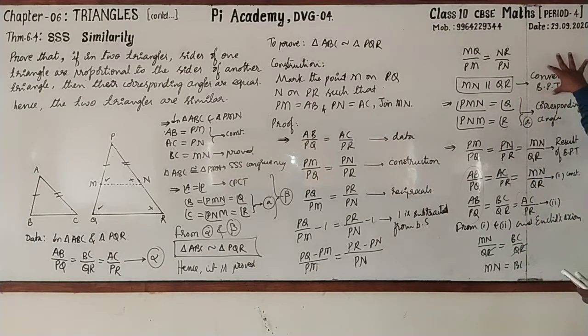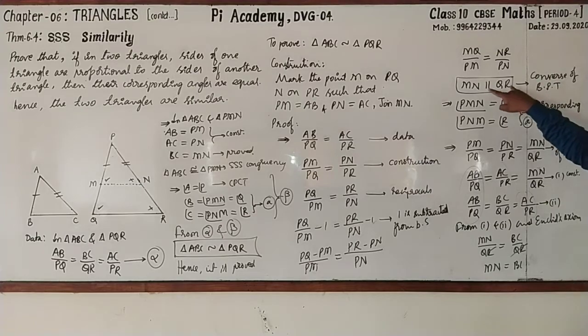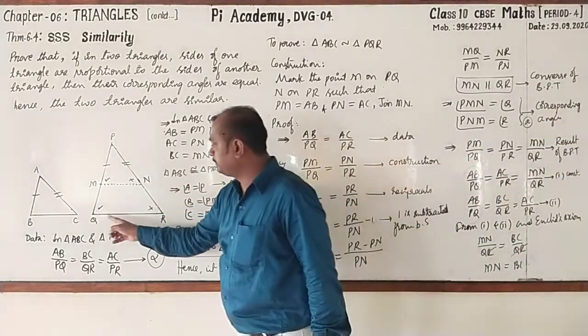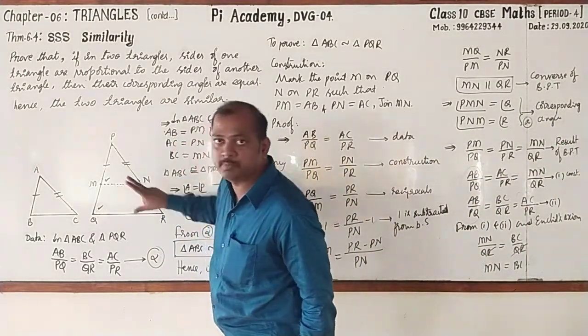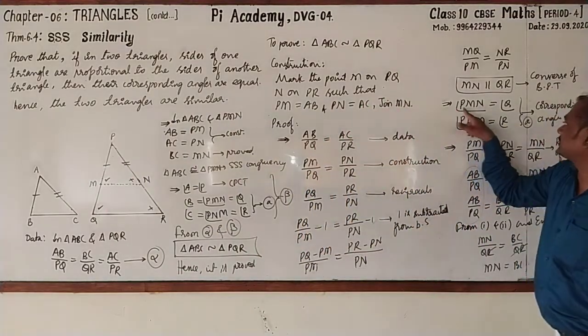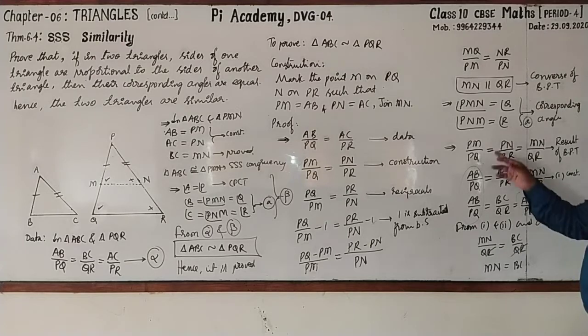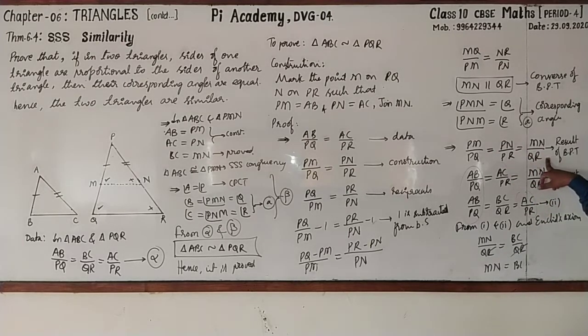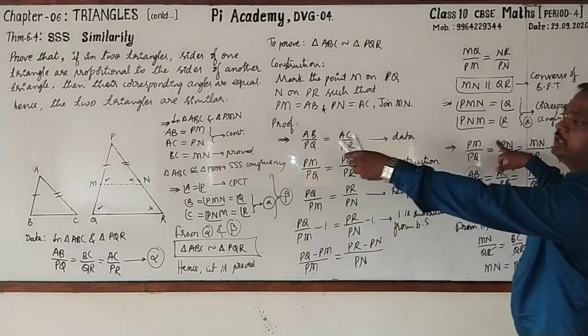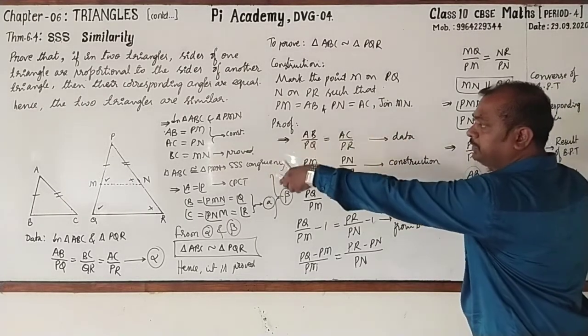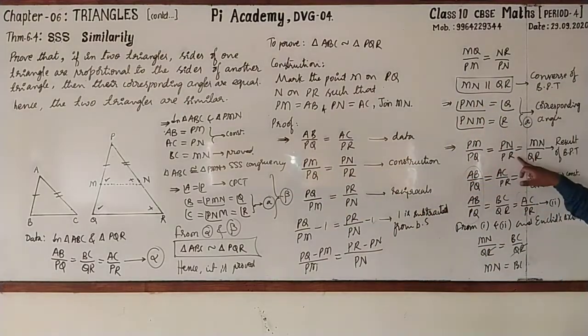It is according to the converse of BPT. If MN is parallel to QR, then the corresponding angles will be equal. That has been written here and we have called it statement A. Next, we have used the result of BPT. That is PM by PQ equal to PN by PR is equal to MN by QR.